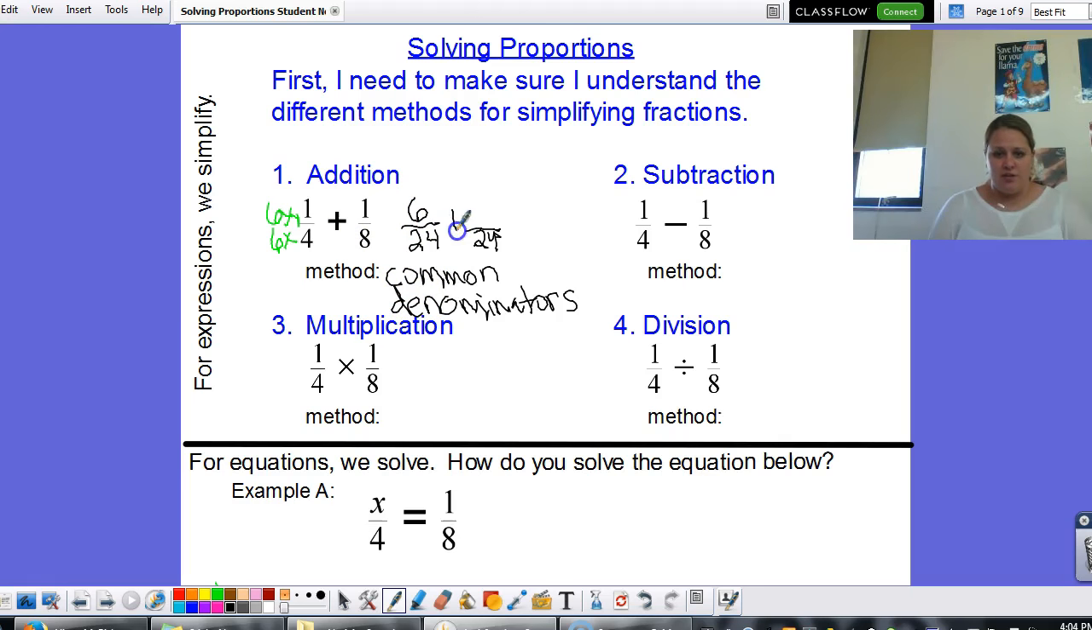Let's take a look at the second fraction. How do I get from 8 to 24? Well, I do that by multiplying by 3. So I have to multiply the numerator by 3. 1 times 3 is 3, so I have my new numerator. Now I'm going to add them. 6/24 plus 3/24 gives me 9/24. And then you ask yourself if you can reduce, and I can because they're both divisible by 3. So my final answer would be 3/8.